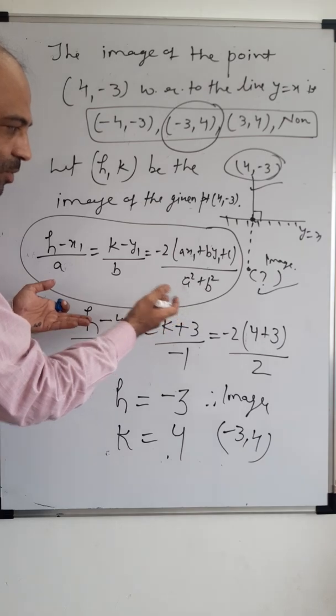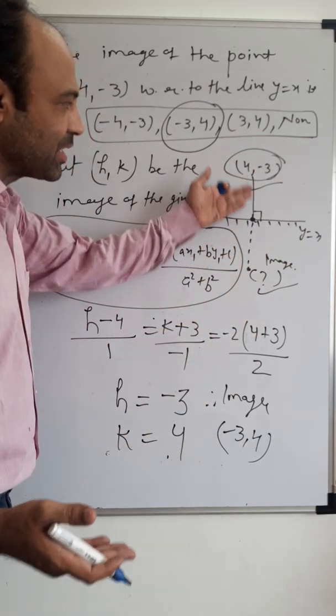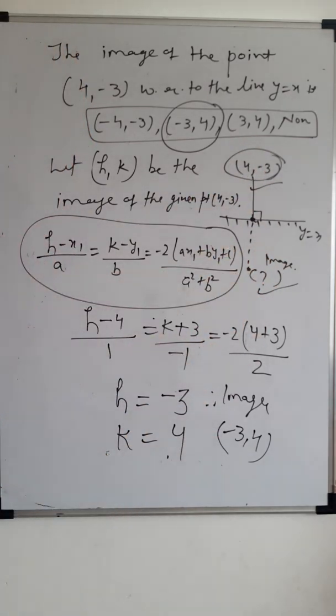So either keep this formula or use your traditional method. It's your call, wherever you can save your time. If you remember this formula then it is good. Otherwise the rough method is also available, but you must get the answer. So the answer of this problem is (-3, 4). That is the image of the point (4, -3). Correct? Fine. Let's come to the next problem.